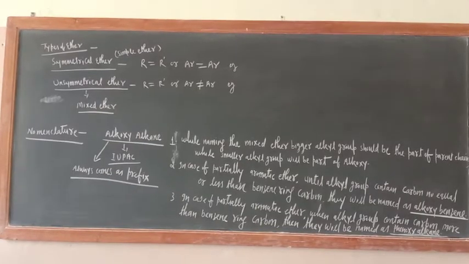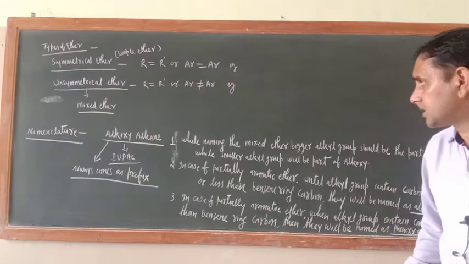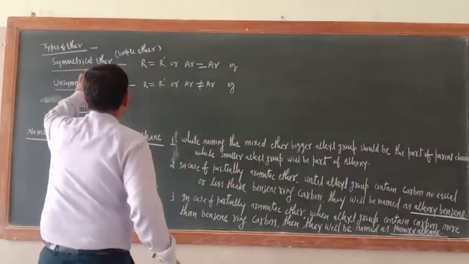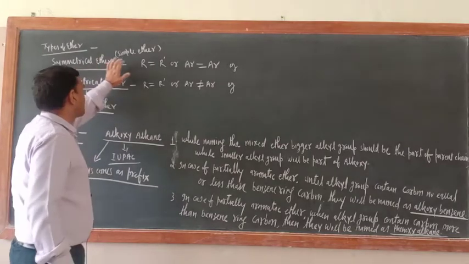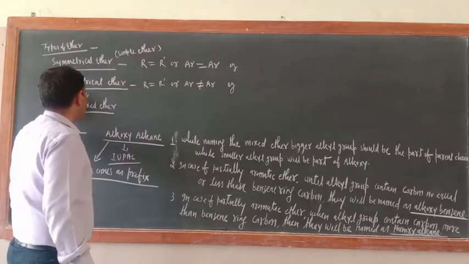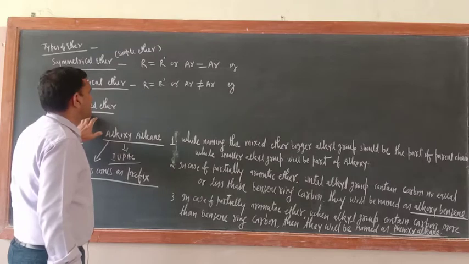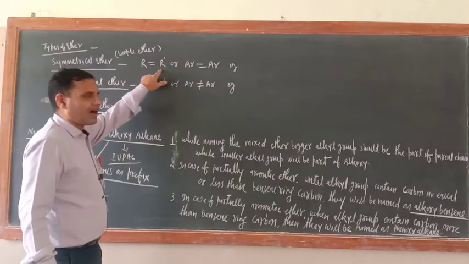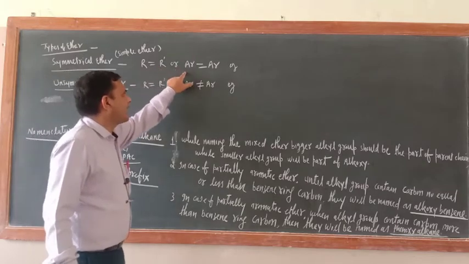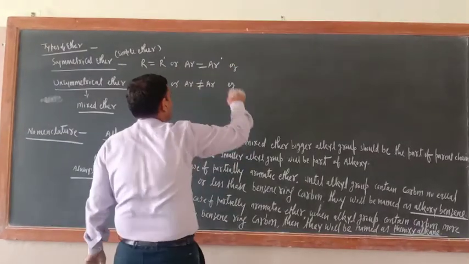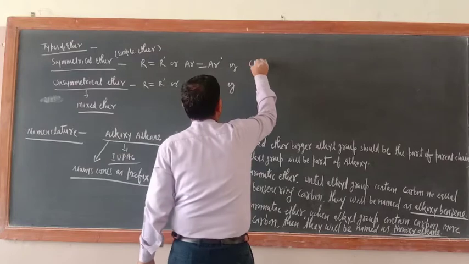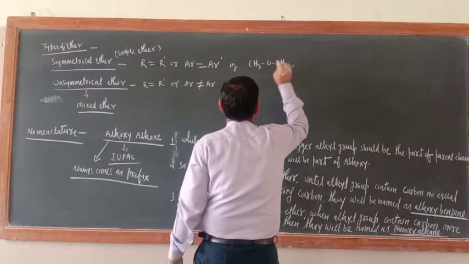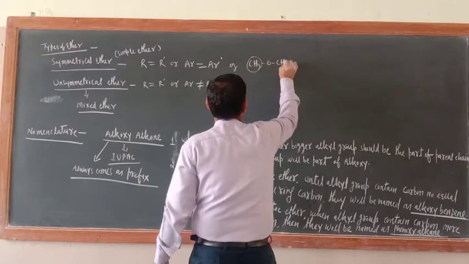Okay, so just see, there is one more term, symmetrical and unsymmetrical, as far as the types of ether is concerned. So symmetrical ether is known as simple ether. Unsymmetrical ether is known as mixed ether. Okay, what is the meaning of symmetrical ether? When R and R dash is equal, or AR and AR dash is equal. Just see here, equal means same. Okay, CH3O CH3. Both alkyl group is similar.